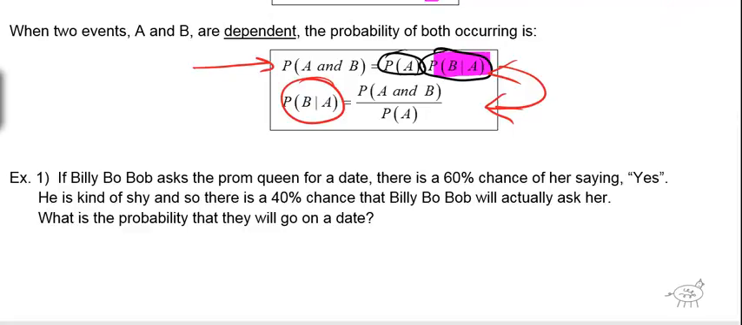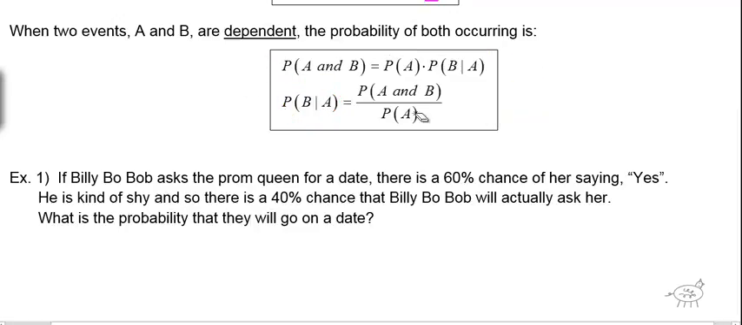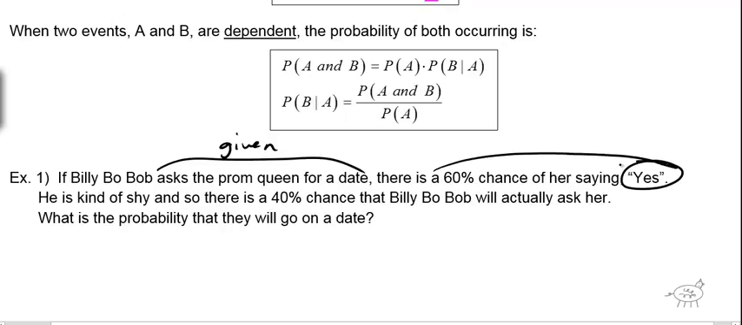First I just want to erase some of this stuff so it's clear. If Billy Bo Bob, that's a good name, asks the prom queen for a date, there's a 60% chance of her saying yes. If I write this out in probability form, he's asking her for a date, so this is the given. If he asks her for a date, there's a 60% chance that she's going to say yes. So this is your probability right here.